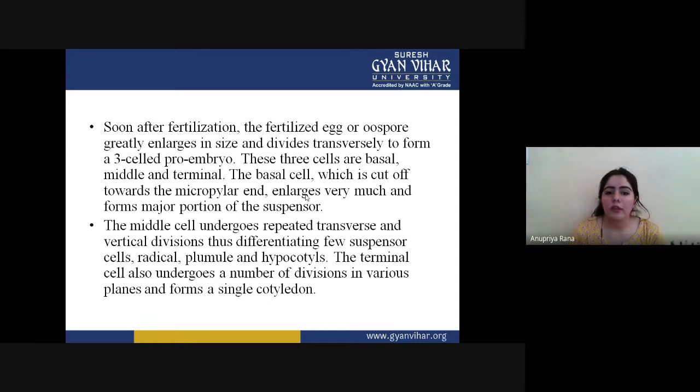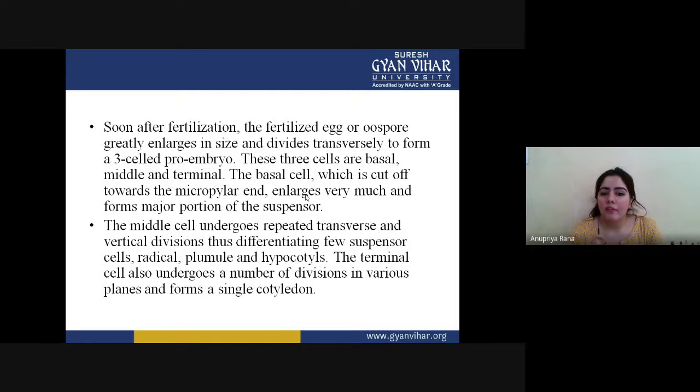So you can say that here the suspensor will be formed by the basal cell. The middle cell now undergoes repetitive transverse and vertical divisions, thus differentiating a few suspensor cells, radicle, plumule, and hypocotyl. Now you can see our middle cell. This is responsible for the formation of some of the suspensor cells. Most of the suspensor cells will be formed by the basal cell, but a limited number of cells will be formed by the middle cell also.